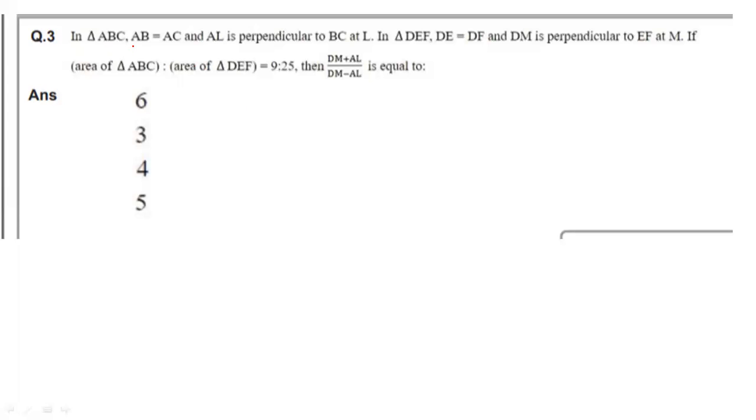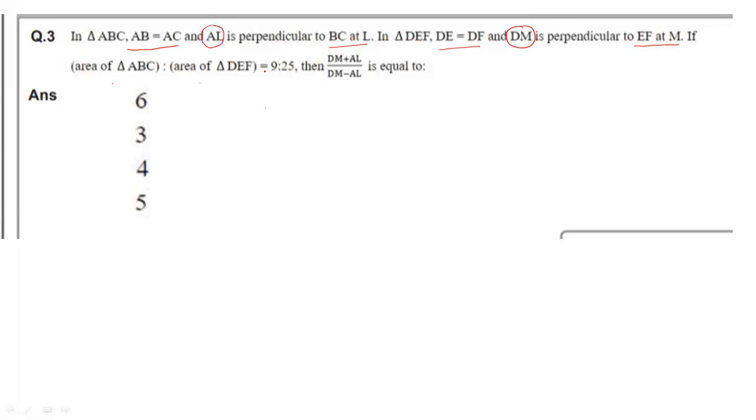In a triangle ABC, AB is equal to AC and AL is perpendicular to BC at L. Okay, isosceles triangle, AL is a perpendicular drawn. DEF, DE equal to DF, DM is perpendicular to EF at M. This is also an isosceles triangle. So again a 90-degree angle will be formed at the perpendicular. If the areas of these two triangles are in the ratio 9:25, then he is asking about DM and AL.